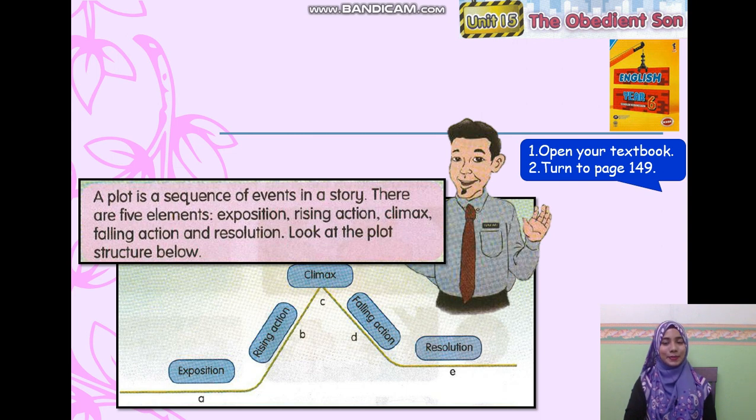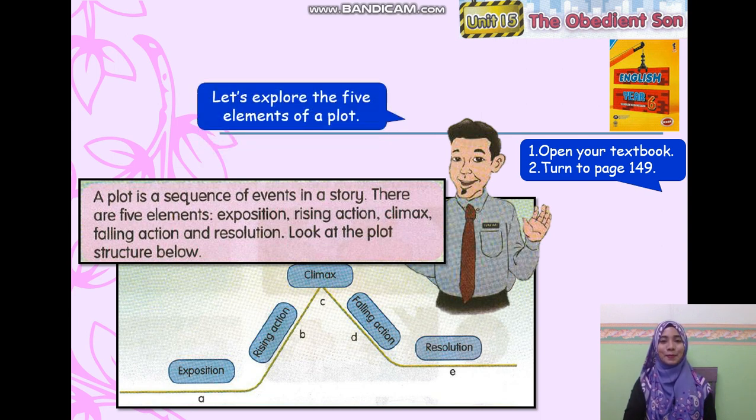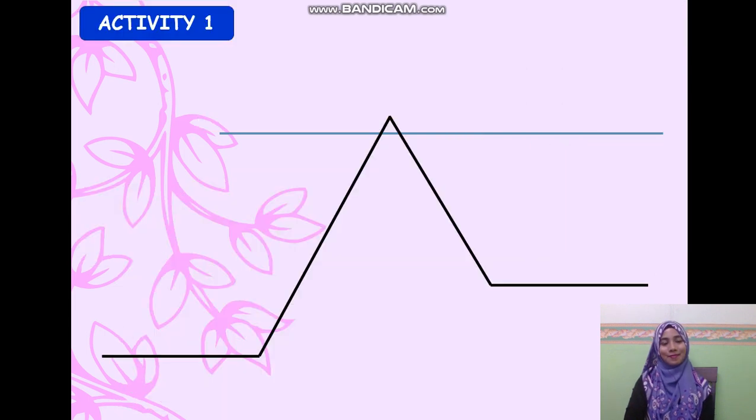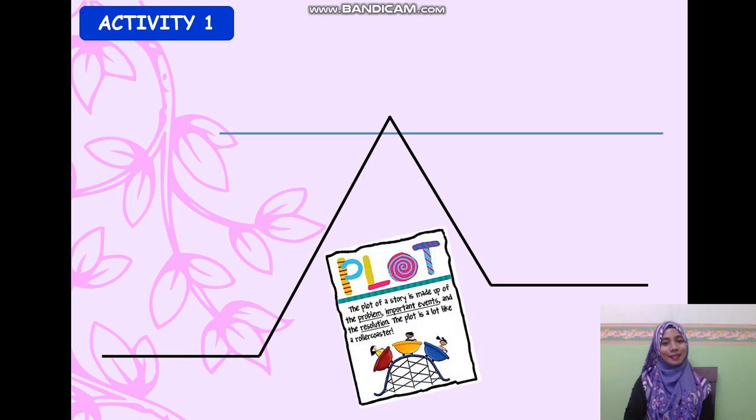So today we are going to explore the elements of plots in 2 different stories. But before that, let's explore the 5 elements first. Activity 1. So plot is made up of the problem, important events, and the resolution. The plot is like a roller coaster.